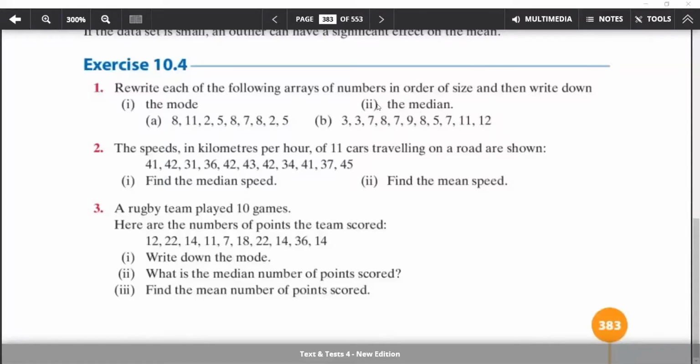How we doing, guys? We're finally looking at some calculations in this chapter. We're on page 383 there, looking at question 3.